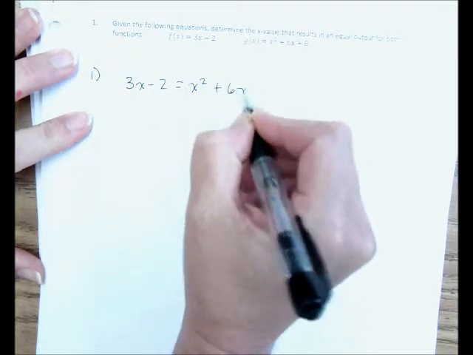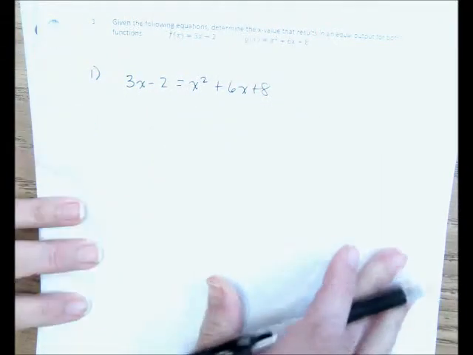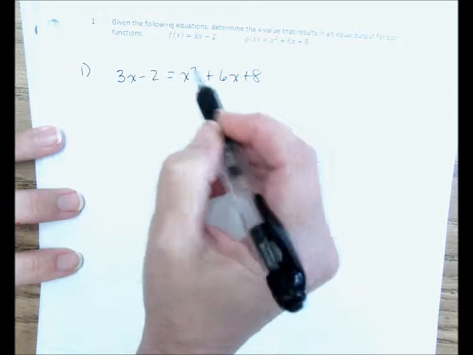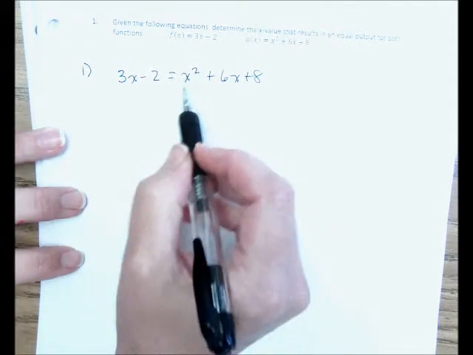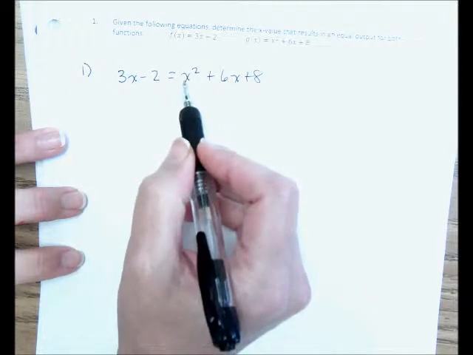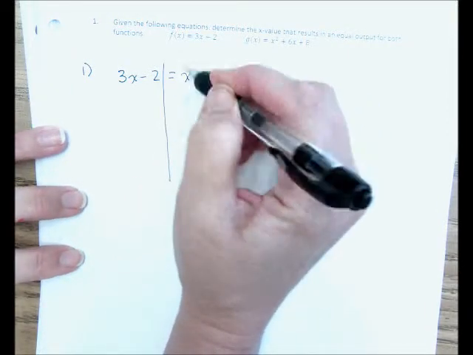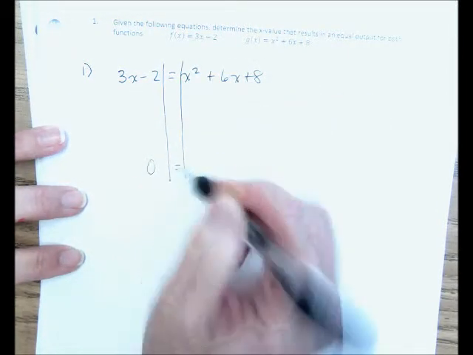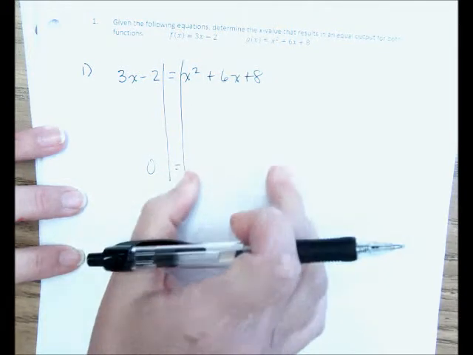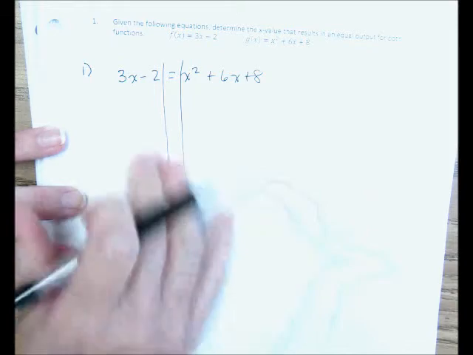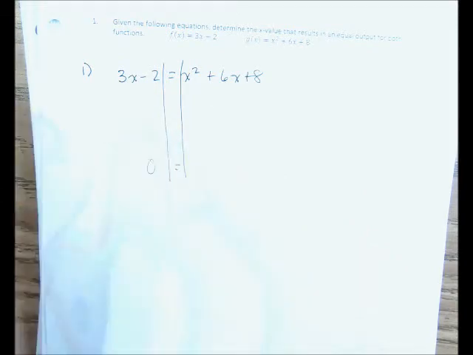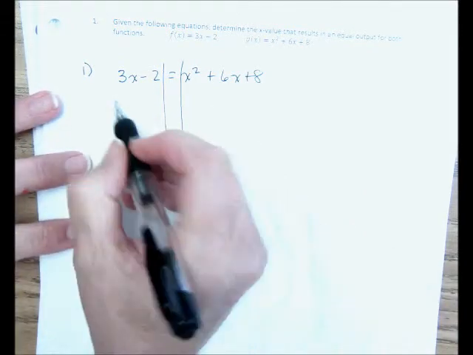Plus 6x plus 8. My next thing is, my goal is always to have my leading coefficient to be positive. And in this case, my leading coefficient, or my term with the highest degree, is x squared. So all of my terms are going to be on the right side of the equation, and I'm going to set it equal to 0. Doing this really helps me understand where I'm trying to get all of my terms to.